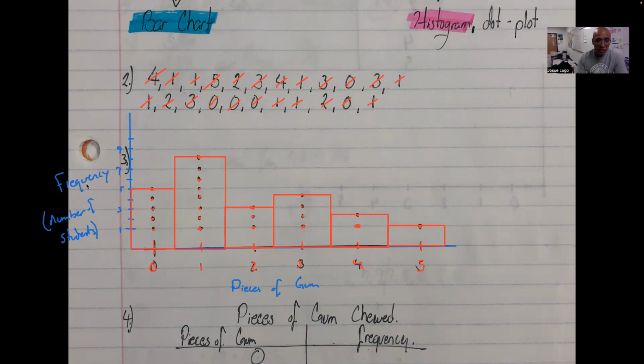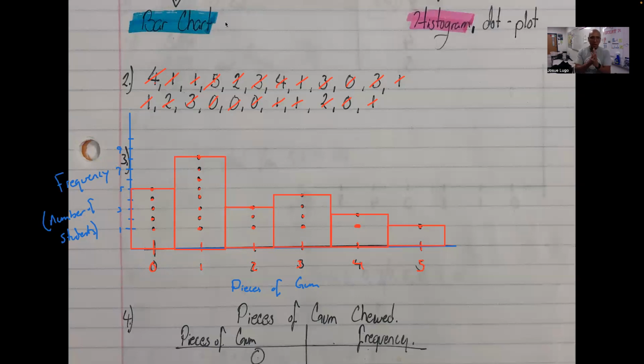Instead of having to count the dots, I just have to see how high the bar goes on the chart. So for example, how often is it that 0 students chew gum? Well, it goes up to the number 5. So it's 5. How often is it that 1 piece of gum is being chewed? Well, that happens for 8 students. I can see the bar going all the way up to number 8, et cetera.